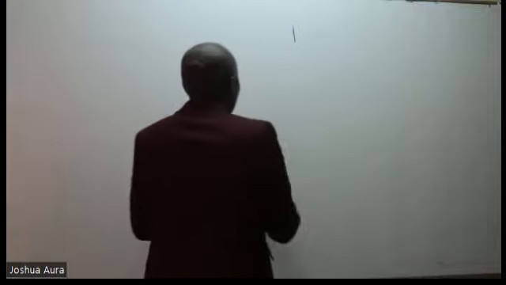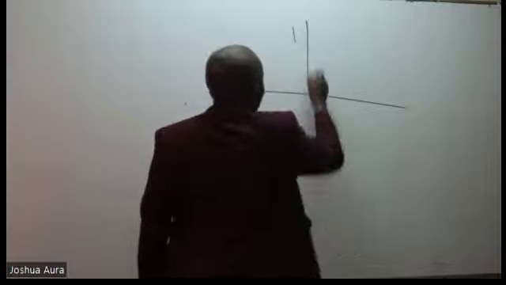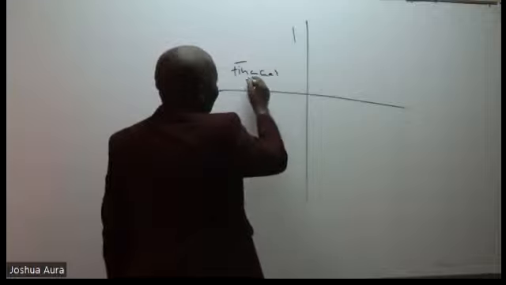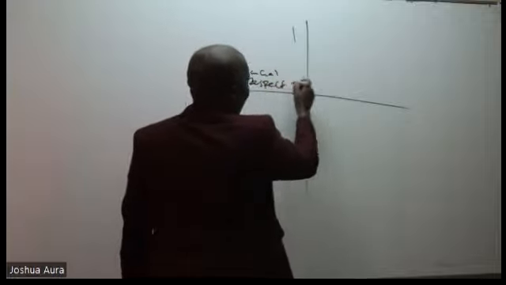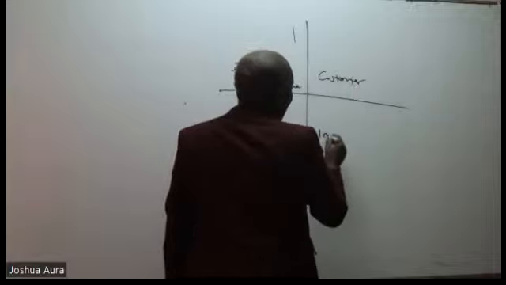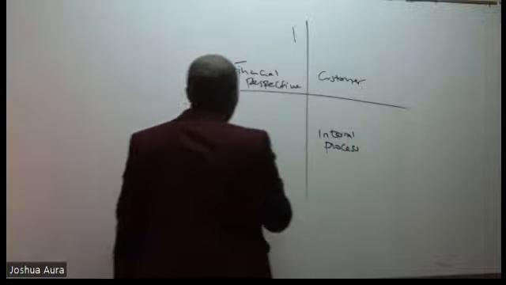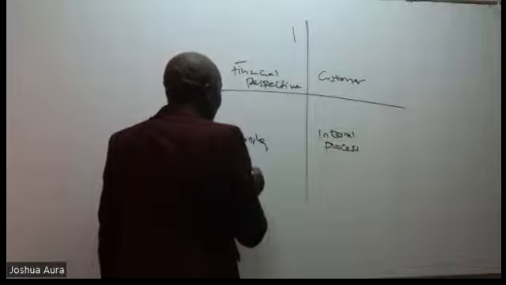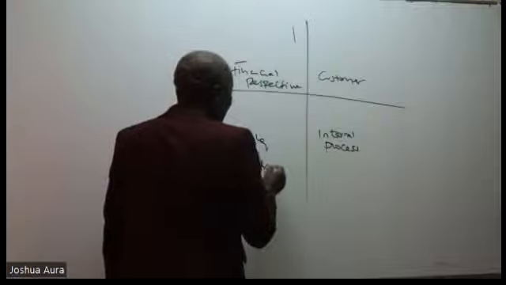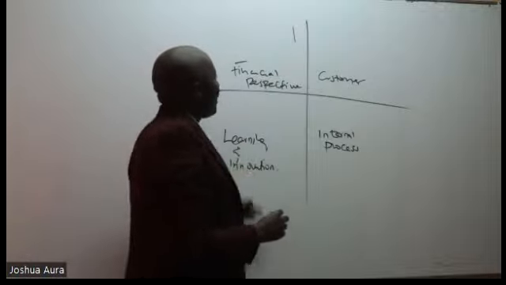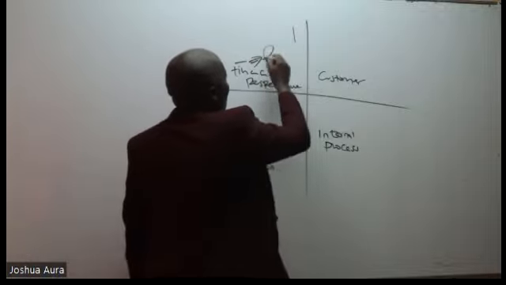Balanced scorecard is saying we've got how many perspectives? Four perspectives. We have the financial perspective, the customer perspective, the internal business processes, our internal processes, and the learning and innovation. Some books will call this one the learning and growth perspective.